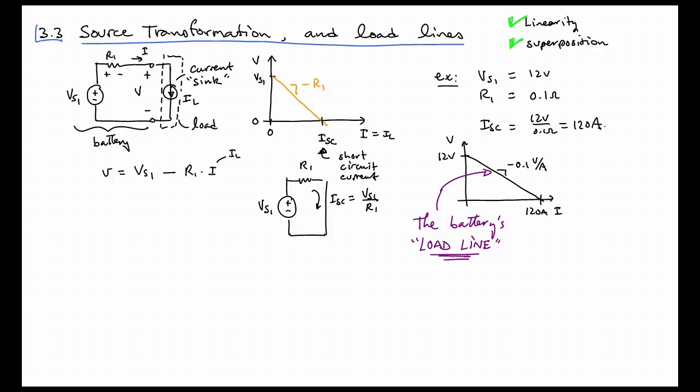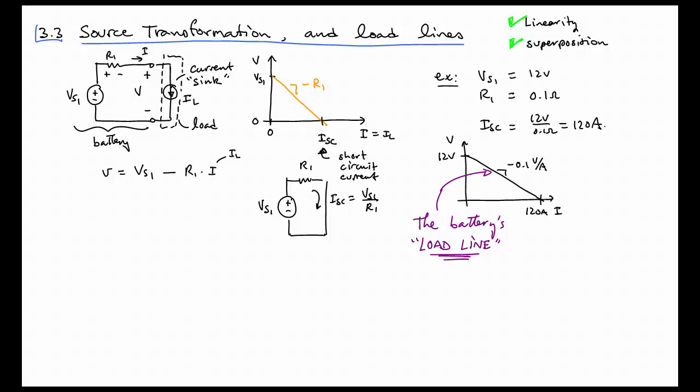So it could be the other way around. If the load is acting more like a voltage, controlling the voltage, then the load line says what kind of current the load will experience for every particular voltage that it would force upon the source, in this case the battery. Okay, so now I haven't said anything about source transformation yet.